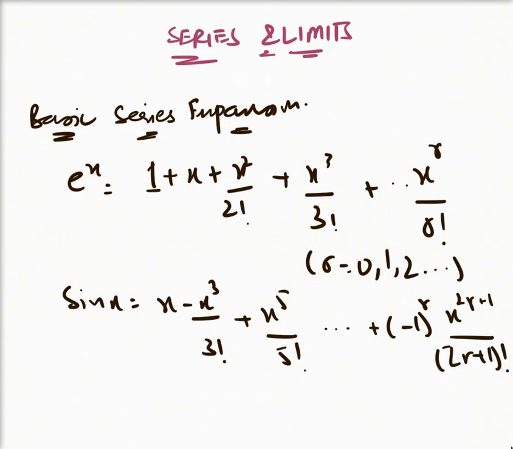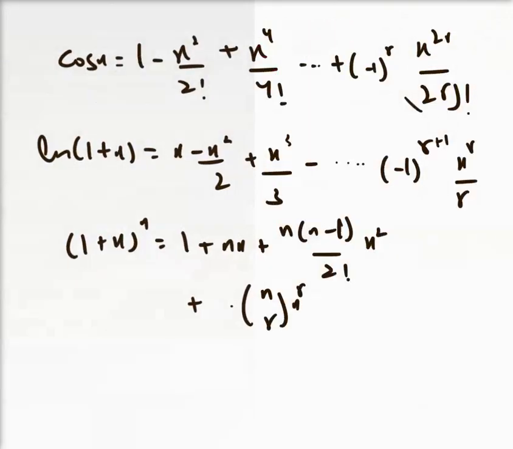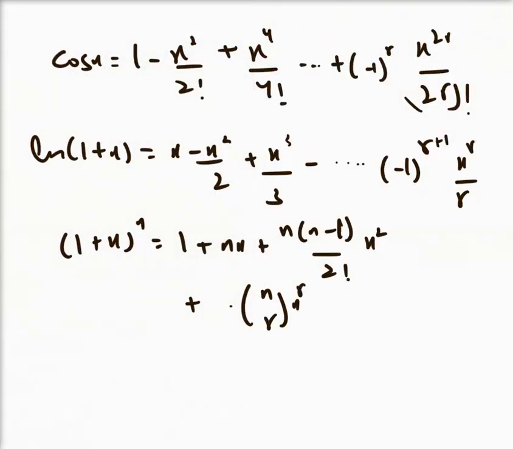Similarly for sin x it is (-1)^r x^(2r+1) over (2r+1) factorial. Similarly cos x is equal to (-1)^r x^(2r) over (2r) factorial. Similarly we have ln(1+x), which is equal to (-1)^(r+1) x^r over r, and (1+x)^n is basically equal to 1 plus nx plus n(n-1) over 2 times x squared, and similarly it goes on.